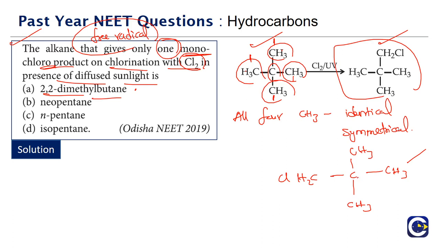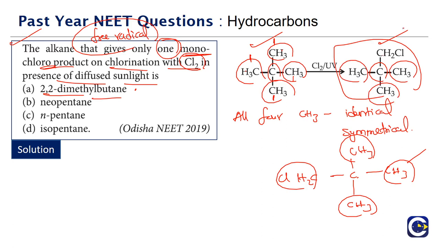There is a central carbon, 4 groups are attached. One is a methyl group, other is a methyl, other is a methyl, other is CH2Cl. Here also there is a central carbon. One is a methyl group, other is a methyl group, other is a methyl group, other is what? CH2Cl. If you see the molecules, they are the same molecule.